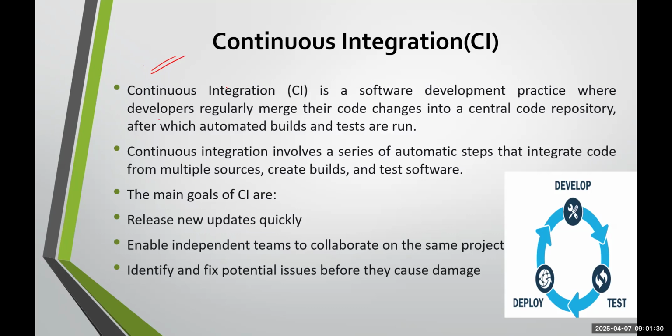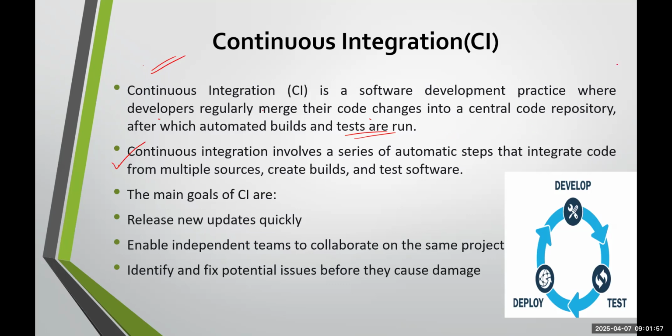So normally what happens is the developers regularly merge their code changes into the central repository, right? And after which automated builds and tests are run. So very first the developer develops the code and shares it to GitHub or any kind of central repository. And after that only can we continue with our testing process, and finally we can integrate. So continuous integration involves a series of automatic steps.